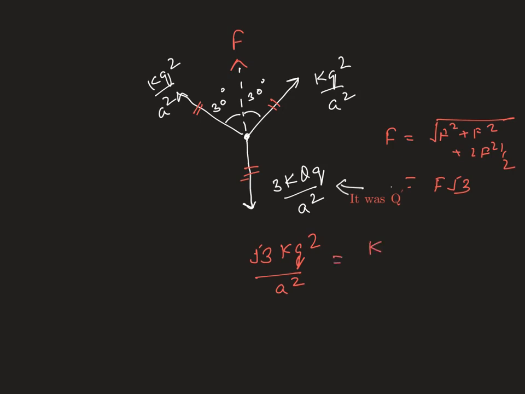So 3KQq upon a squared. Now when we solve this, we'll see one K is out, one small q is out, a squared is out. So what is the value of capital Q that you are going to get? The capital Q will be equal to q upon root 3, and it will be negative.